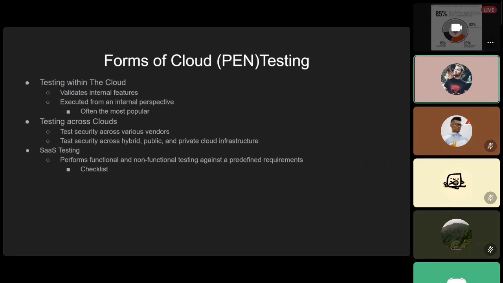Okay, so forms of cloud pen testing. And you can take this and mix it all together. It doesn't have to be singular. You can really mix all of this information together to build a framework to assess the cloud. Okay, so we have testing within the cloud. That validates the internal features of the cloud system. So that's like going into the cloud management console. It's executed from an internal perspective. And this should be the most popular. It often isn't, but it should be.